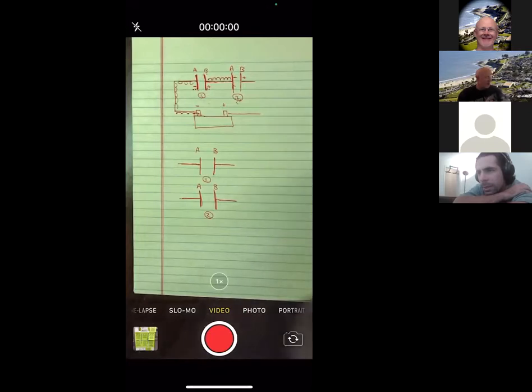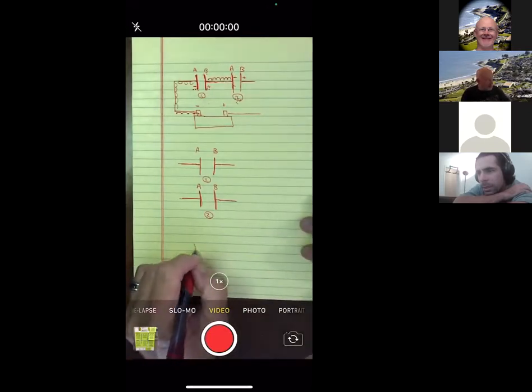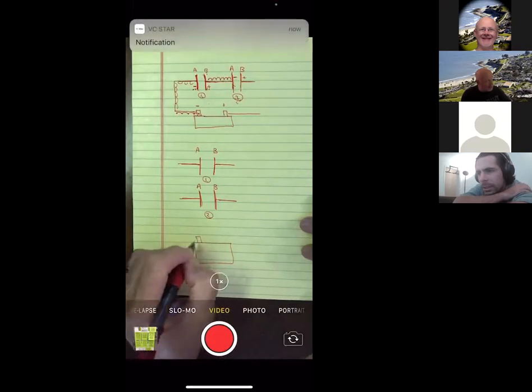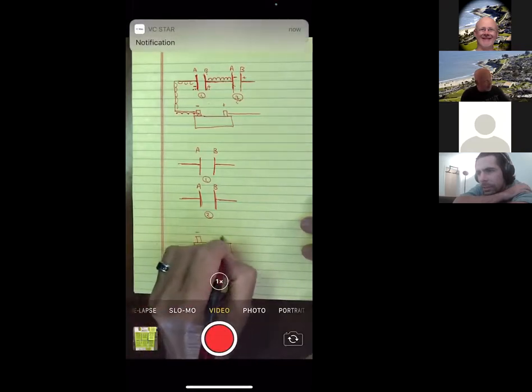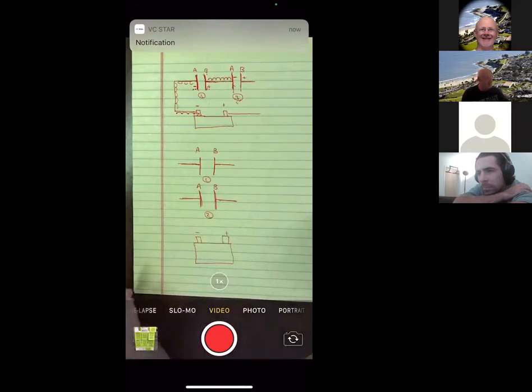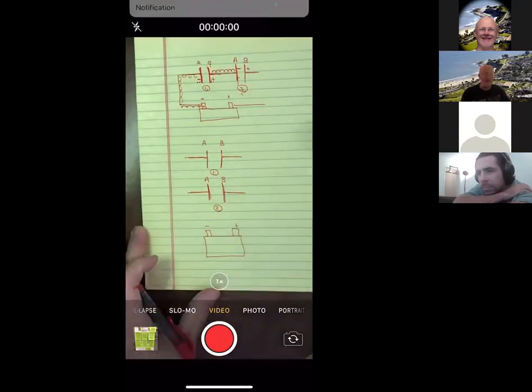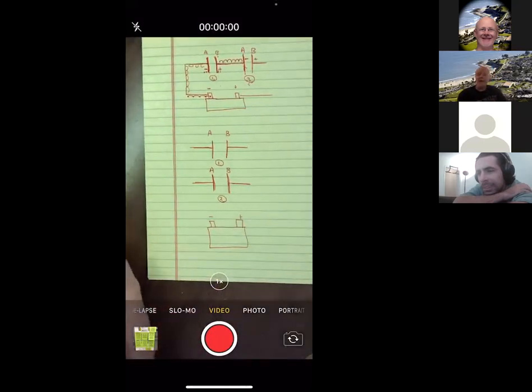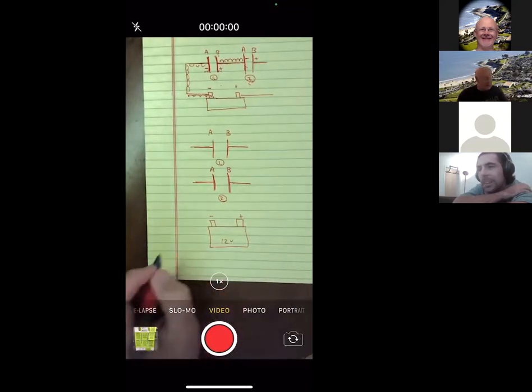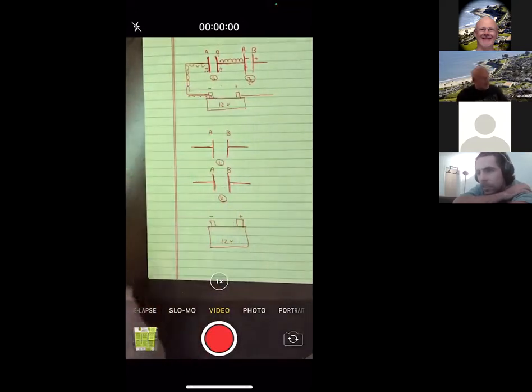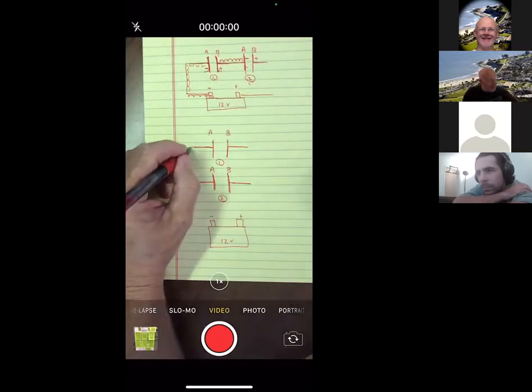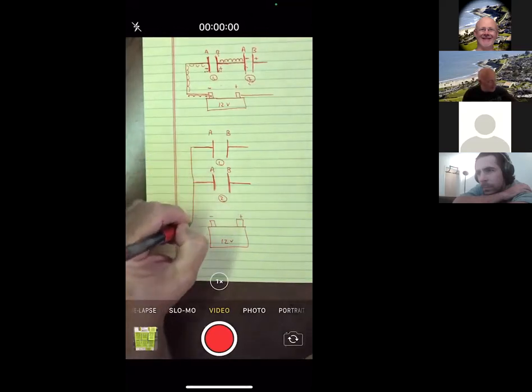All right, and then let me put the battery down here. And so here's the negative terminal, positive, drawing what looks like a little lead acid car battery here. So maybe I'll just put 12 volts. Okay, but parallel means this.